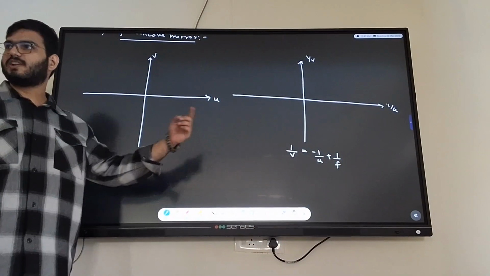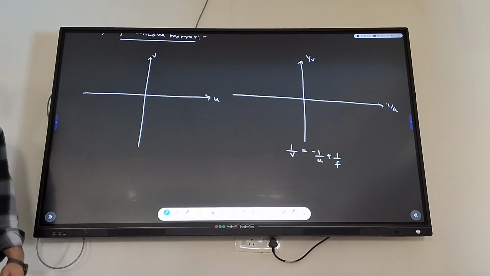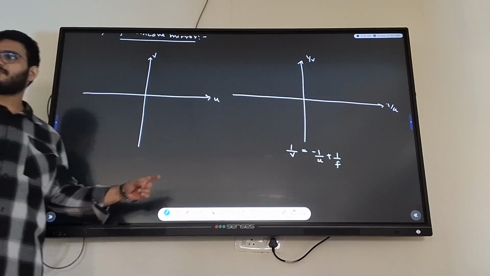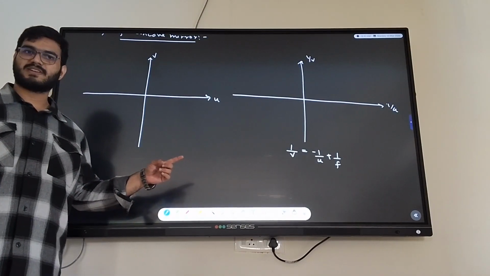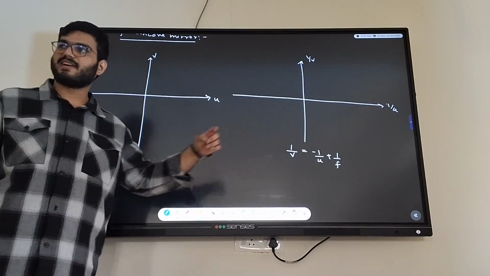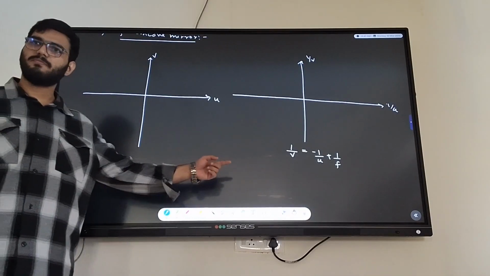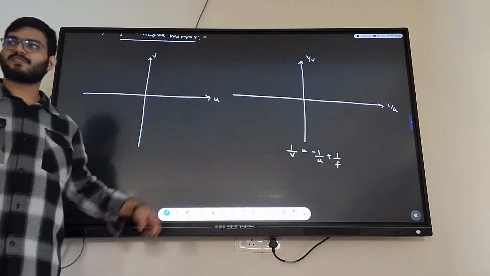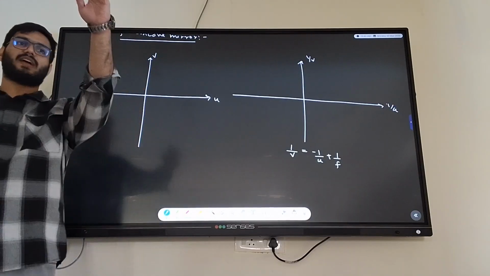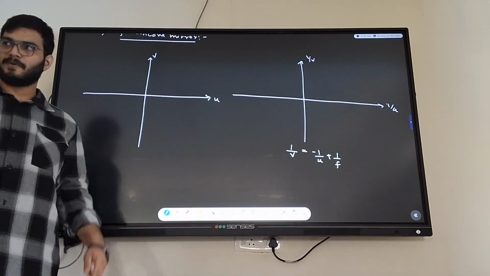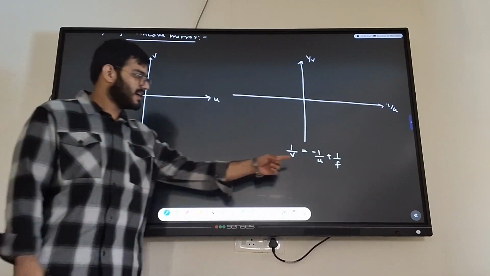What does this equation look like? If my y-axis is 1 by v and my x-axis is 1 by u, it looks like a y equal to mx plus c kind of equation, na? So it's going to be a straight line. What kind of slope? Minus 1. A negative slope. Negative slope being what? Are you rising or are you falling? Falling. You are falling. What is the y-intercept here?